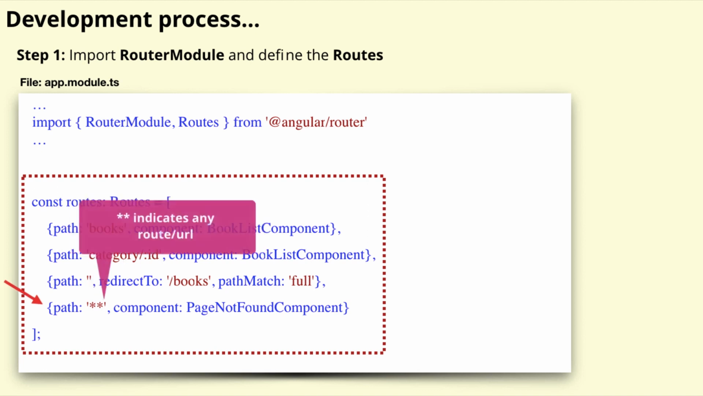And at last, we are going to define a wildcard route, meaning if none of the routes has matched, the wildcard route has to execute. And here the double star indicates any route or any URL.